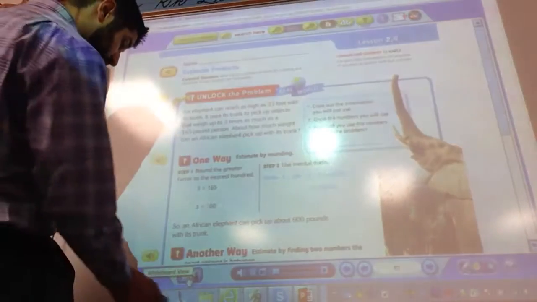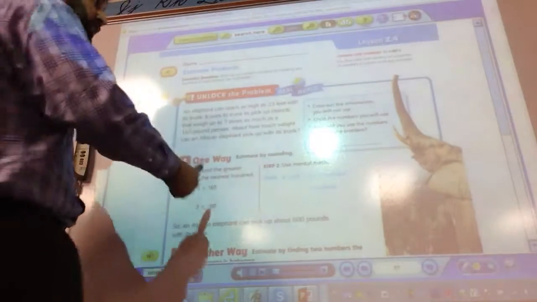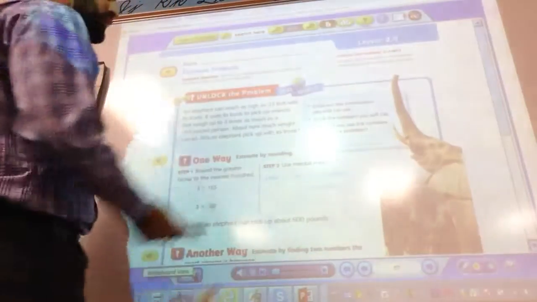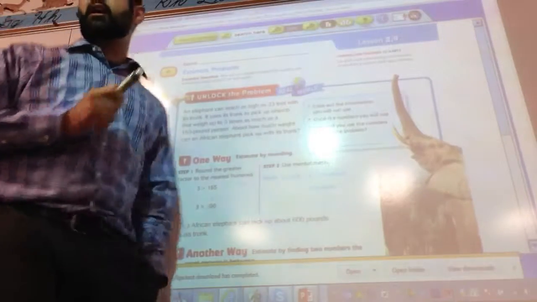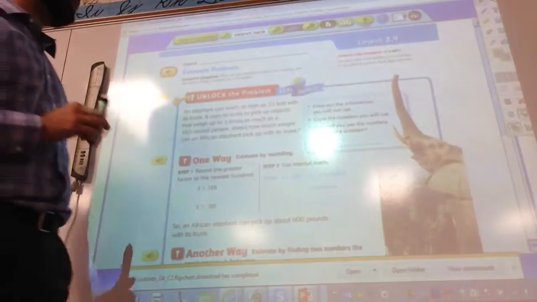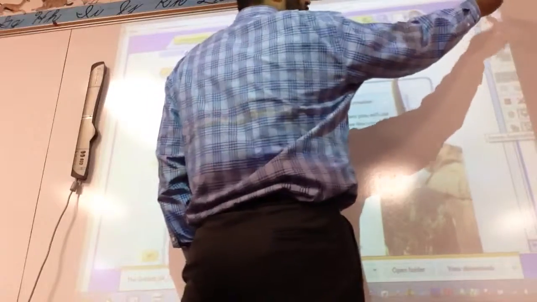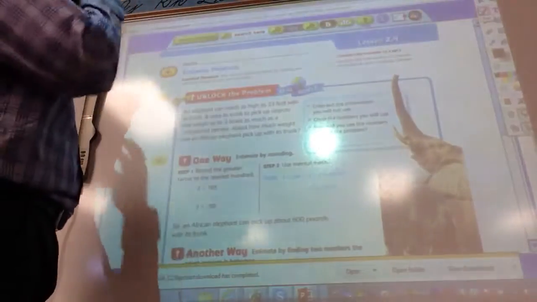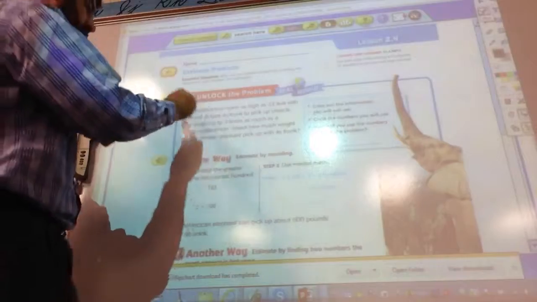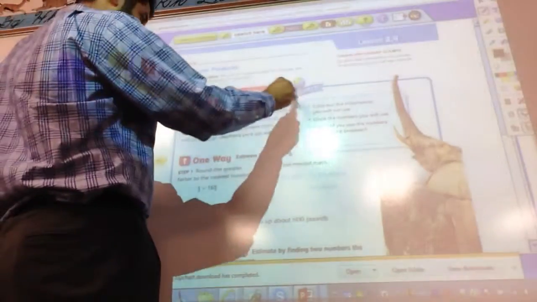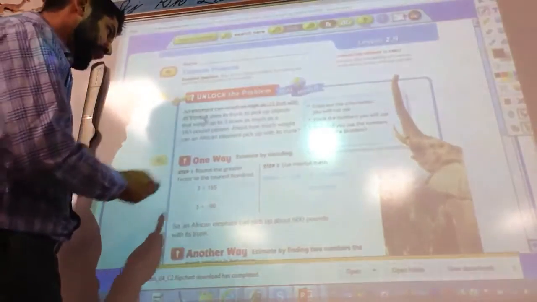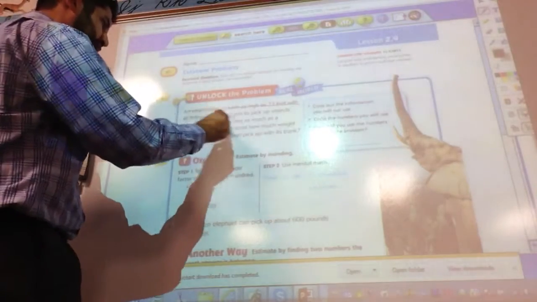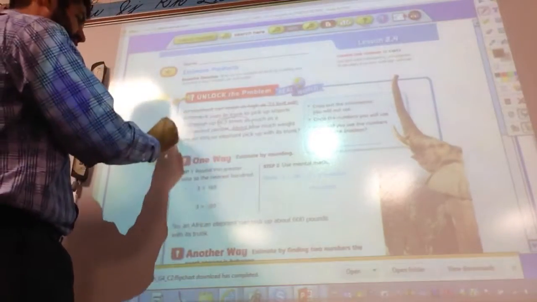Okay, first thing, if you look at this blue box, it gives you the tips that you need. Tip number 1, cross out the information you don't need, or you will not use. If you're not going to use it, do you need it? No. So let's see here. I don't need to know about the 23 feet high trunk. I need to know that it is 3 times as much as it weighs, right?